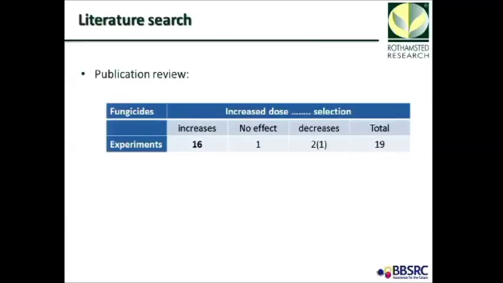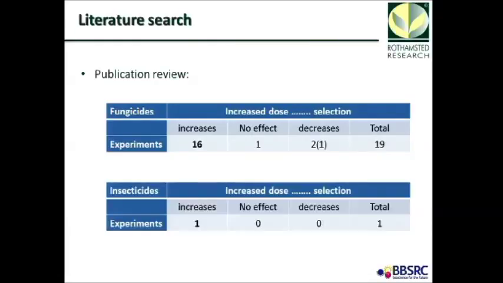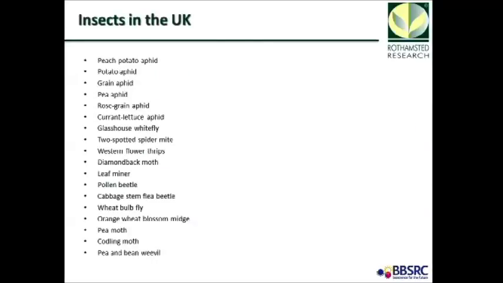Now, we did a small literature search into the insecticide literature, and we only found one paper which actually addresses this question, which was that increasing dose increases selection, but I'm pretty sure we can't use that for resistance management strategies. So essentially there's no experimental work on this in insecticide literature, so modelling's what we have to go on.